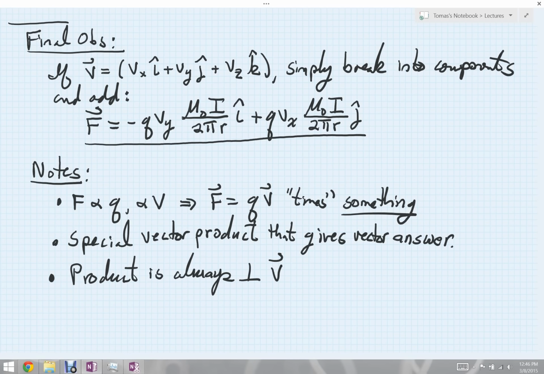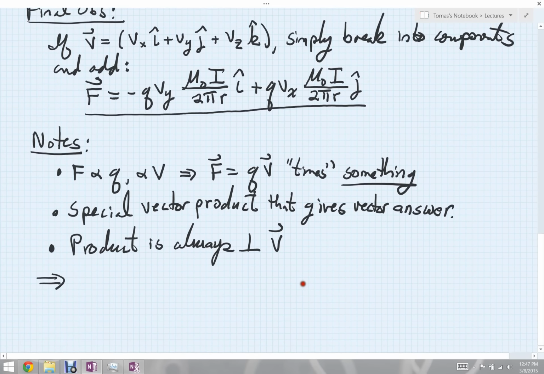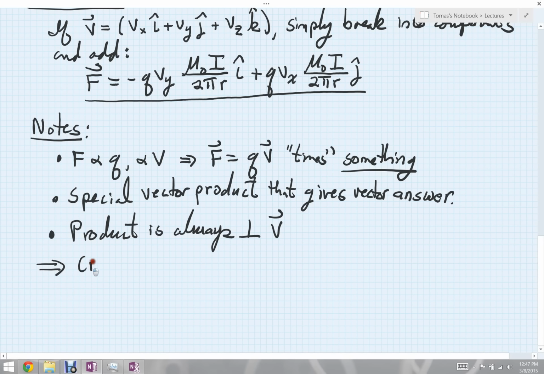So this then leads me to wonder, what kind of product does this sound like? It gives a vector. It's always perpendicular. It's some kind of vector product. It's not the dot product. The dot product always gives us a scalar answer. This is giving us a vector answer. So it sounds like the other classic type of product, which is known to give perpendicular answers. Perhaps this is actually the cross product that is involved.